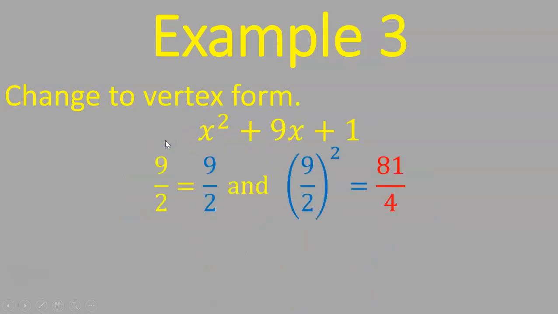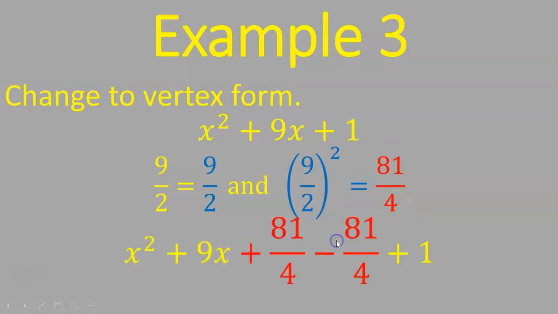Half of 9 is just 9 over 2. You could say 4.5, but we prefer 9 over 2. And when you square that, just square the top: 9 squared is 81. Square the bottom: 2 squared is 4. We add and subtract 81 over 4 to the expression.